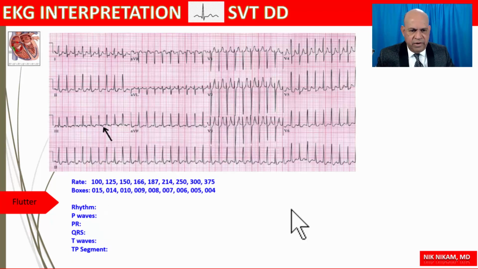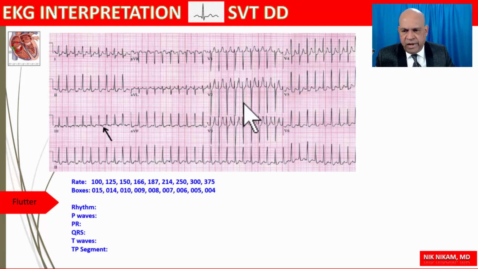Okay, we have another rhythm which is very similar to the one we saw before, but now look what we are seeing here. We have a very rapid narrow QRS tachycardia. Are the RR intervals normal or variable? To a large extent, I would say the RR intervals are normal. But what is the rate? We got 6 beats, which is 250. So 250 falls within the range of atrial flutter with 1-to-1 conduction.